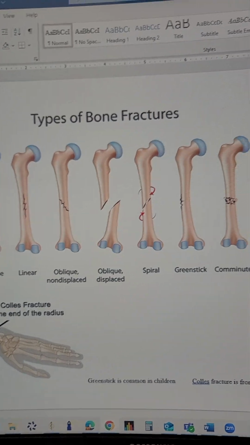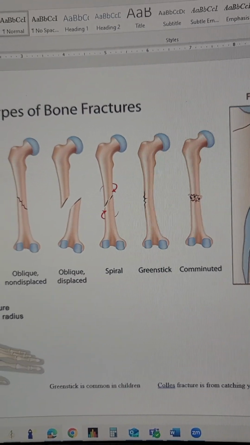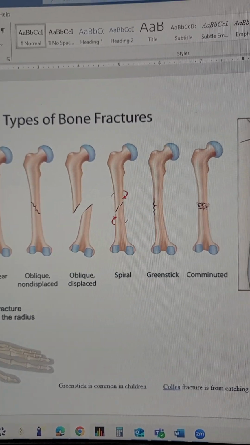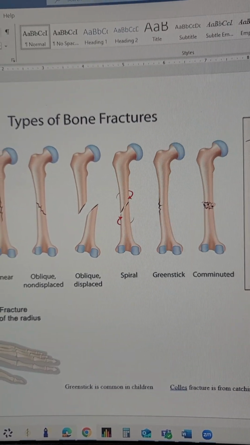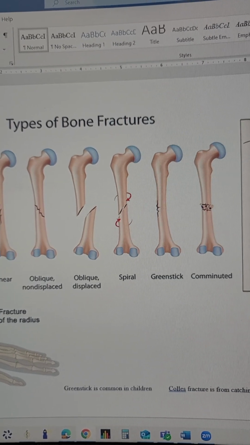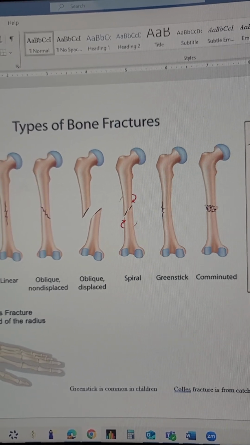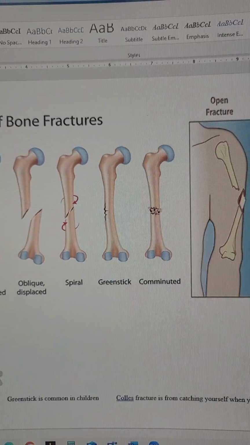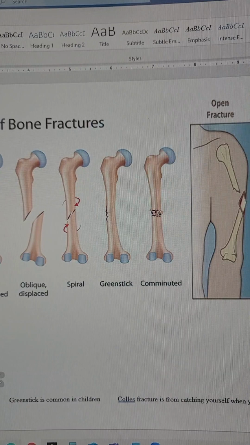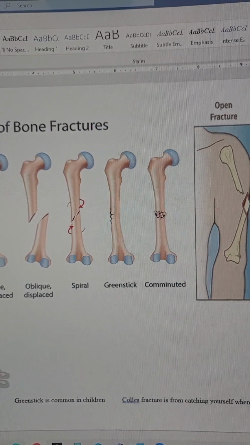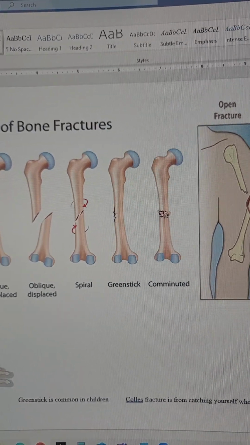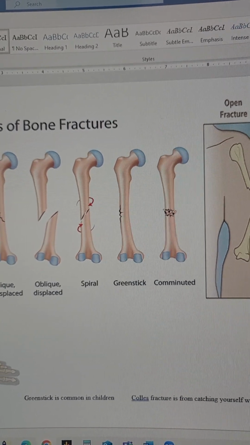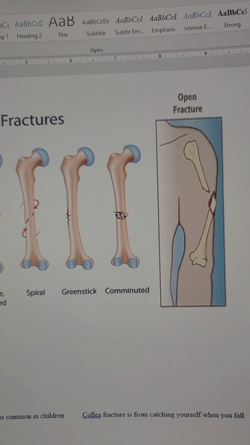Then next we have spiral, and it is very similar to the oblique, except the oblique breaks in half. The spiral runs in the same pattern, however, the bone is not completely broken. Next we have the green stick, and that occurs in children because children's bones are still a little softer and more pliable than adults. Their bones will bend a little bit, and when that bends, that causes the green stick fracture.